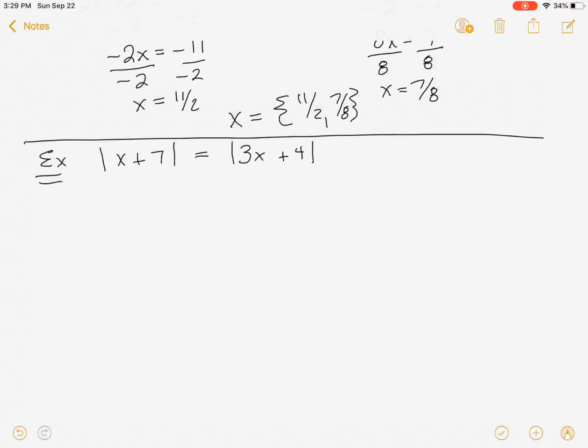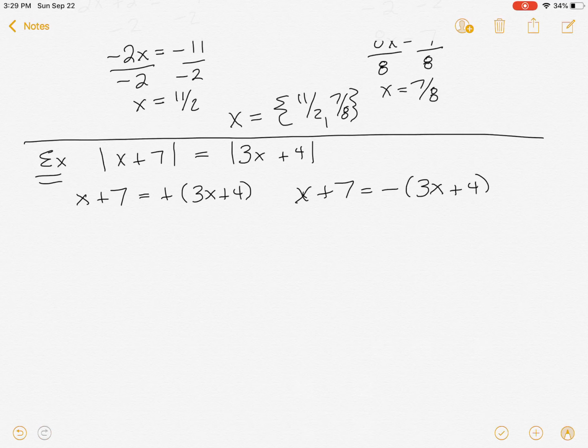Okay, again, I'm going to take what's under the absolute value and set it equal to the positive of the expression, and what's under the absolute value equal to the negative of the expression. So I would have on this side x plus 7. Positive of it is just what it is, 3x plus 4.